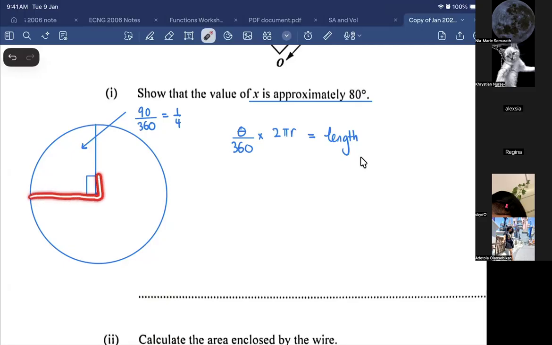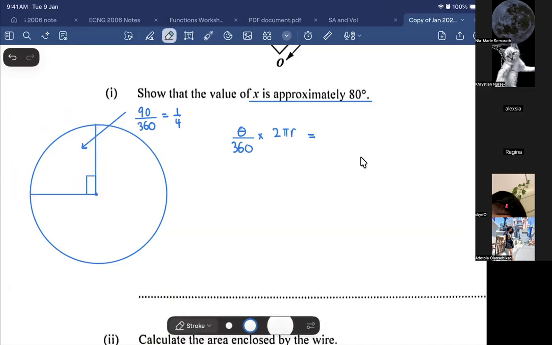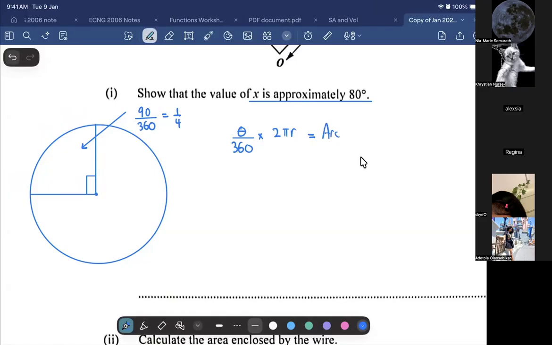Because if I know that this is a quarter of the whole circle, this length here would just be a quarter of the whole circumference. Think about it for yourself. So if this is a quarter of the whole circle, wouldn't this minor arc just be a quarter of the whole circumference? And what do we call this length over here? The arc length. Perfect. So what do you think this formula we just came up with is telling us? It tells the length of the arc. Exactly, the length of the arc.